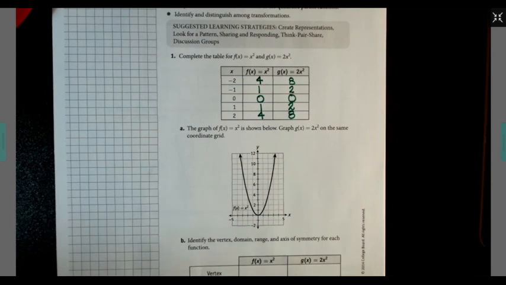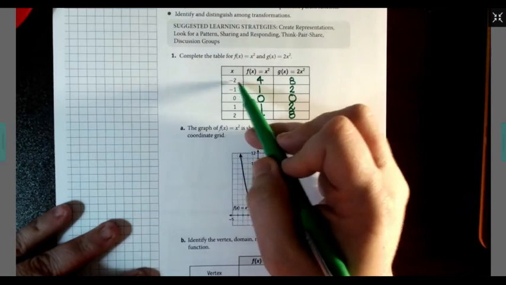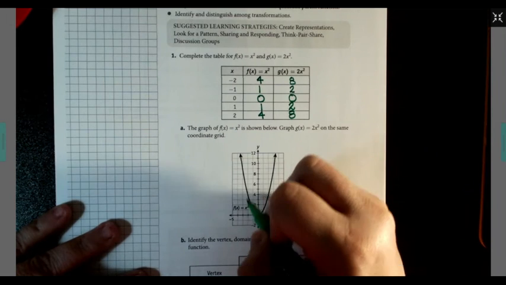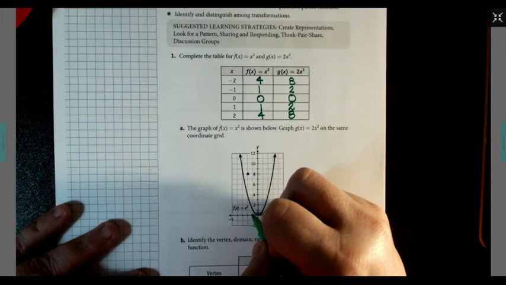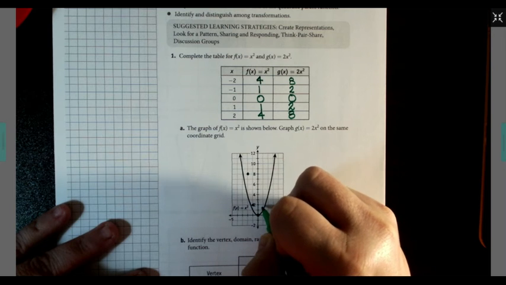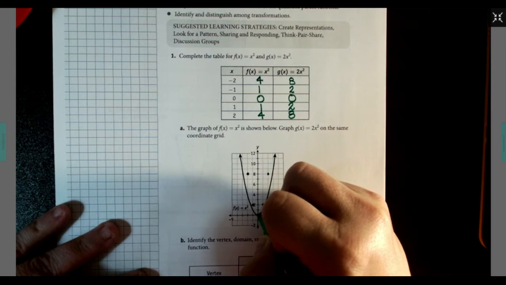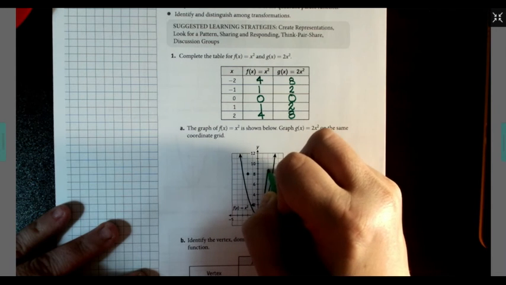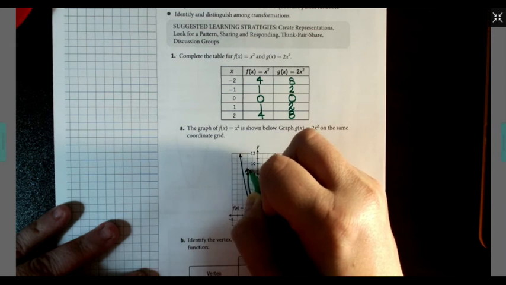A. The graph of f of x equals x squared is shown below. Graph g of x equals 2x squared on the same coordinate grid. Well, we've got negative 2, 8. We've got negative 1, 2. 0, 0, 1, 2, and 2, 8. Like so.